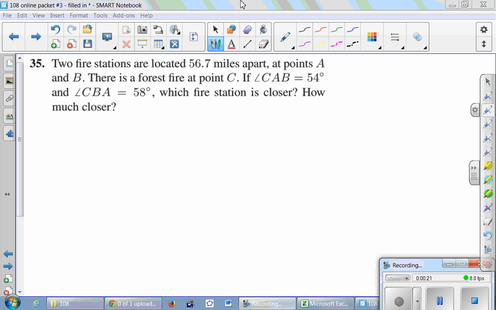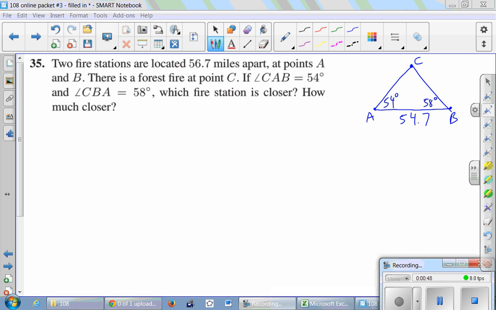So we've got two fire stations, A and B. And it says they are 54.7 miles apart, so there's the distance here. And then there's a forest fire somewhere at point C. I don't know exactly where C is, I'll just put it generically up here. And it says that angle CAB is 54 degrees, and angle CBA is 58 degrees.